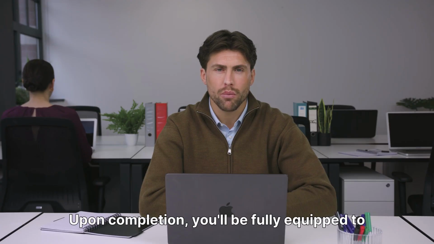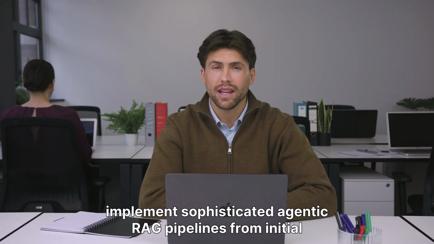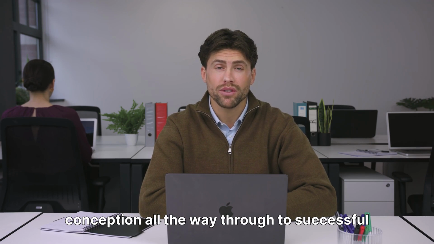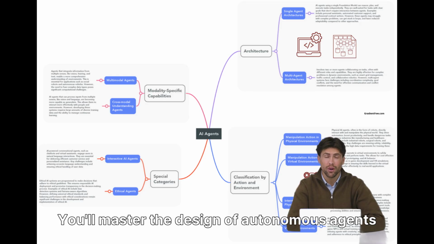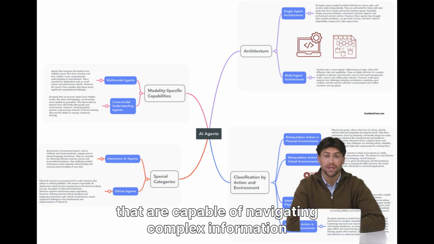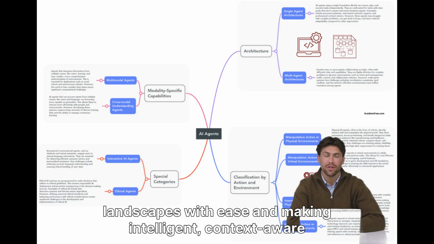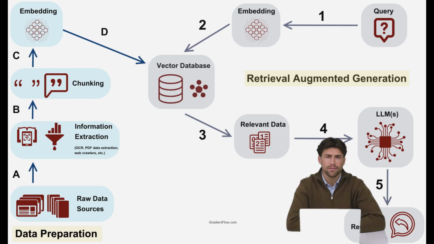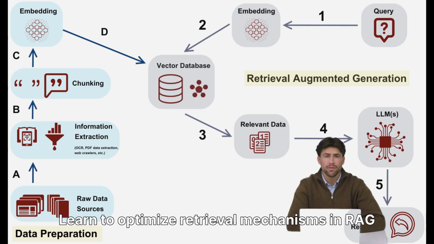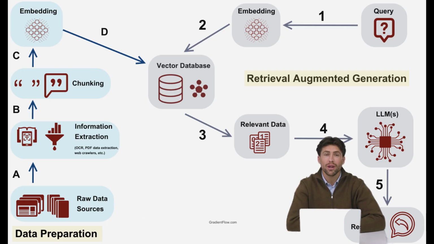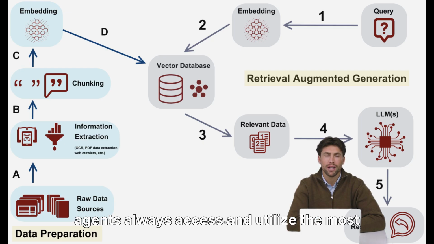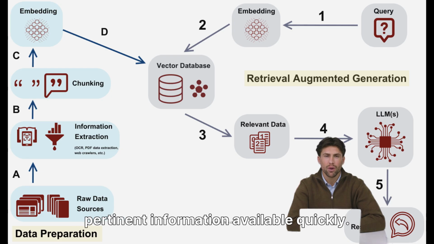Upon completion, you'll be fully equipped to implement sophisticated agentic RAG pipelines from initial conception all the way through to successful execution in live environments. You'll master the design of autonomous agents that are capable of navigating complex information landscapes with ease and making intelligent, context-aware decisions every time. Learn to optimize retrieval mechanisms in RAG for unparalleled accuracy and relevance, ensuring your agents always access and utilize the most pertinent information available quickly.